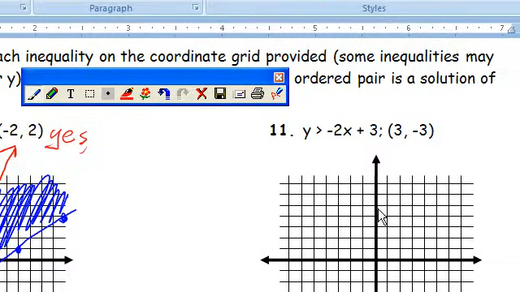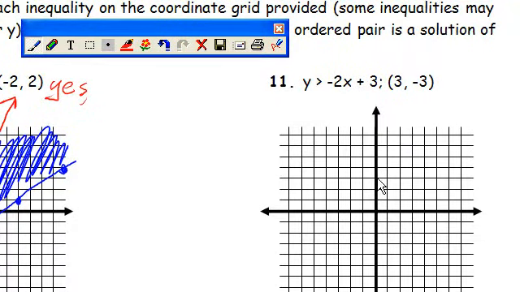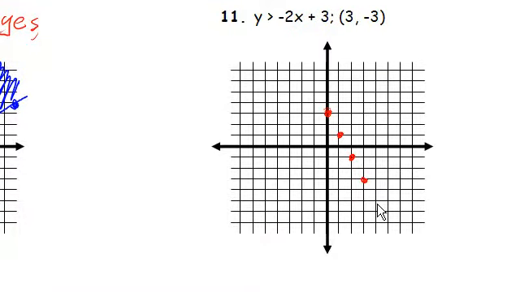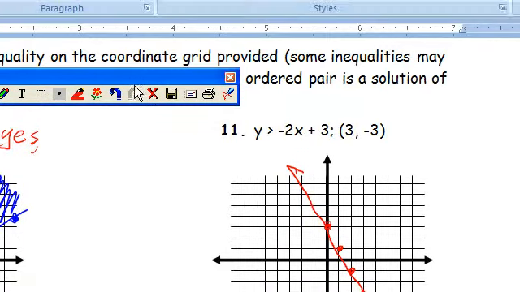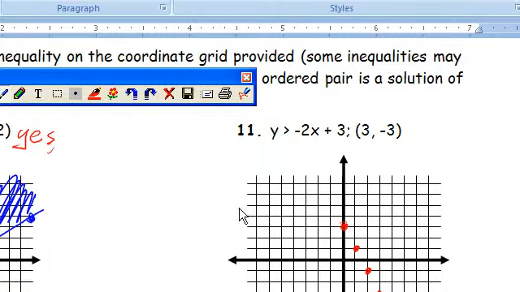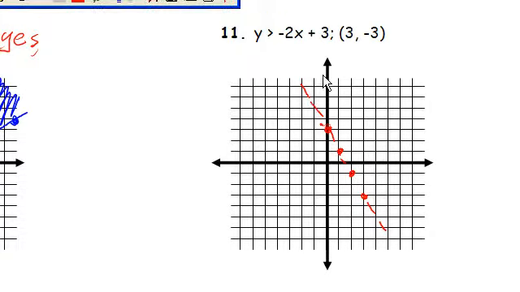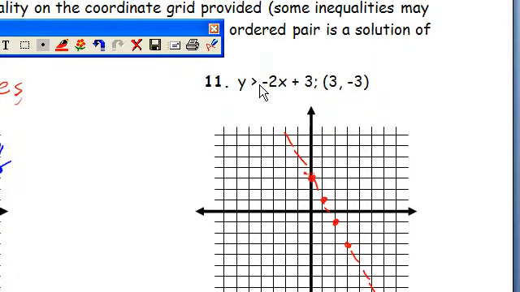Okay, number 11. Y is less than, 1, 2, 3. Down 2 over 1. There's our line. Oops, I just made a mistake. It needs to be a dotted line. The line needs to be dotted because there's no equal sign underneath there. So we make a dotted line. Like that. It needs to be a straight line. And we see that y is greater. So again, we'll shade above.